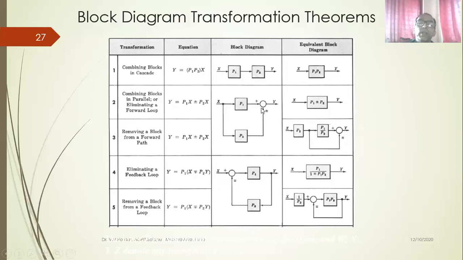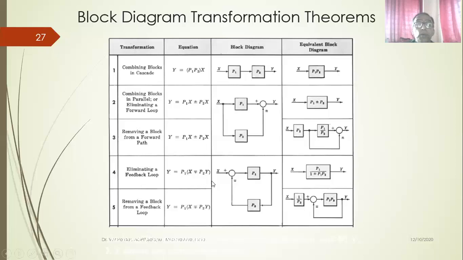P1X plus or minus P2X is equal to Y is the original equation. Now here, when I combine these parallel blocks, what am I doing? X into P1 plus or minus P2. So P1 plus P2, X into P1 plus P2 is equal to Y, isn't it? If I take X common here, P1 plus or minus P2 into X will be the equation. So the same equation is restored.